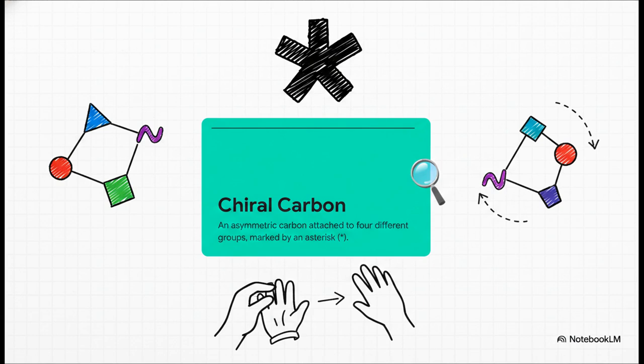But, of course, molecules exist in 3 dimensions. And to understand 3D stereoisomerism, we first need to meet the chiral carbon. A chiral carbon is an asymmetric carbon atom attached to 4 completely different groups. In chemical diagrams, you're going to see it marked by a little asterisk. It is basically the absolute anchor point for optical isomerism.